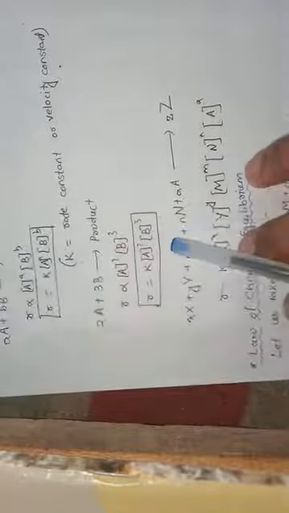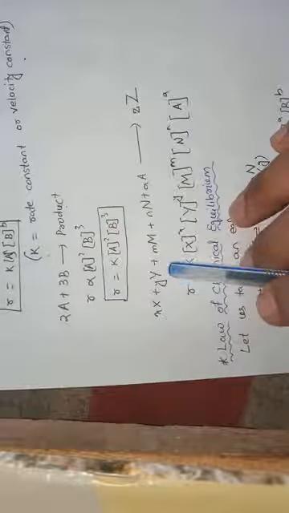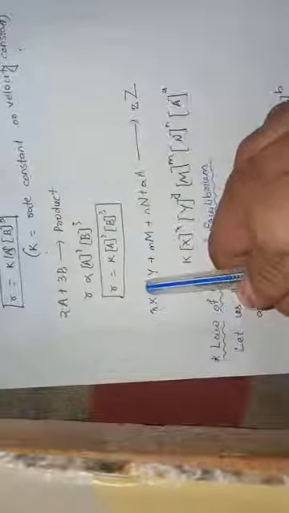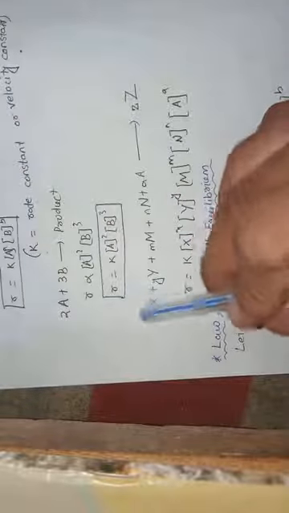If we take n number of substances on the reactant side, then xX plus yY plus mM plus nN plus aA tends to zZ. So R is equal to K into the concentration of each substance to the power of its molar coefficient. Then R is equal to K into [X]^x, [Y]^y, [M]^m, [N]^n, [A]^a, and so on.